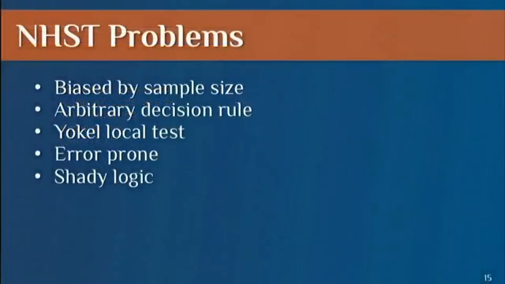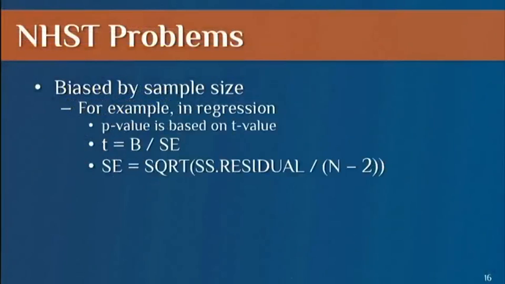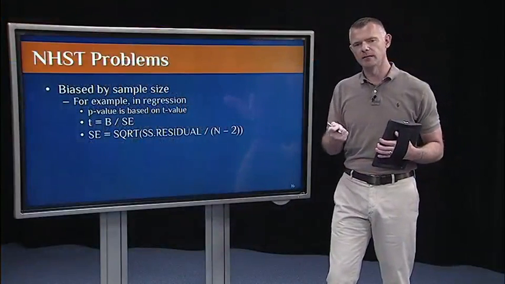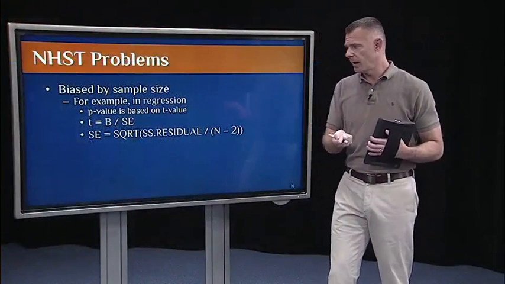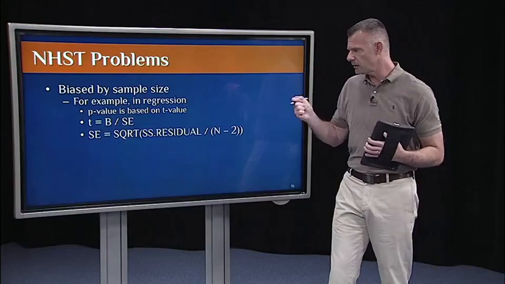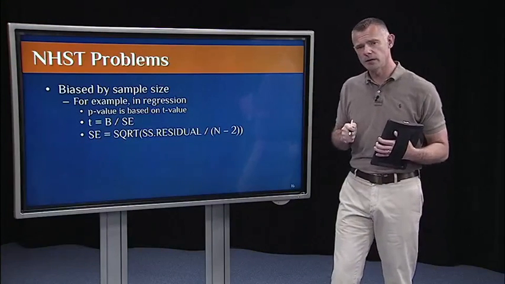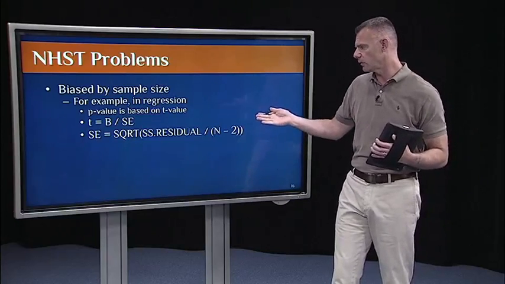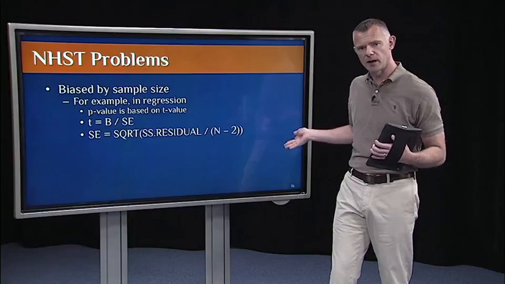The first problem is that it's biased by sample size. So we've already seen this in action if you looked at your R output and your p-values as they relate to sample size. For example, in regression, the p-value that you get in your R output is based on the t-value that's calculated, and the t-value in regression is the unstandardized regression coefficient b divided by standard error, where standard error is the square root of the sum of squares residual divided by sample size minus 2.